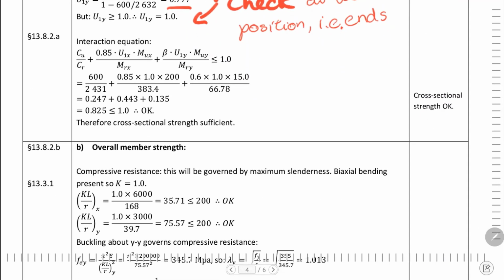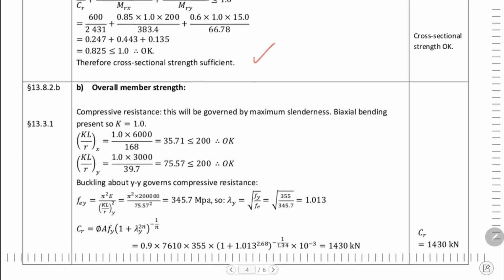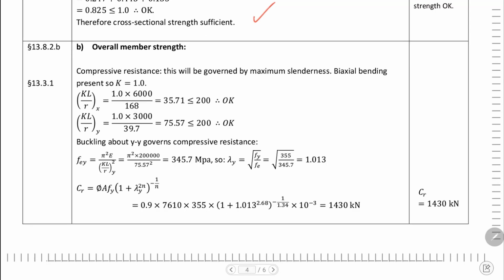Now, let us continue our interaction equation. We plug everything in, and great, it all works out fine. Cross-sectional strength is spot on. So now, let's continue on. Compressive resistance, this is governed by maximum slenderness. Biaxial bending present, K is 1.